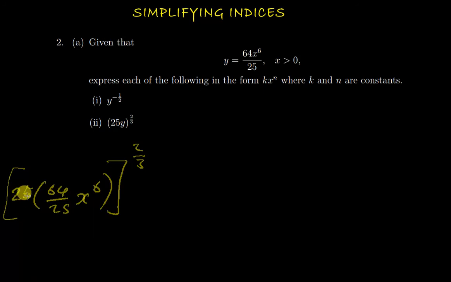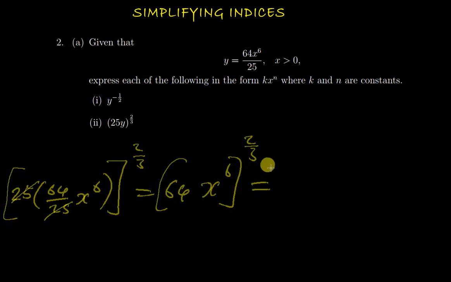So we can multiply this 25 times everything there. This 25 will cancel with that 25. Hence we just remain with 64 x to the power 6 in the brackets, and of course there is a power 2 over 3 outside. So distribute this power to everything in the brackets. We're going to have 64 raised to the power 2 over 3, and then x to the power 6, which has also been raised to the power 2 over 3.